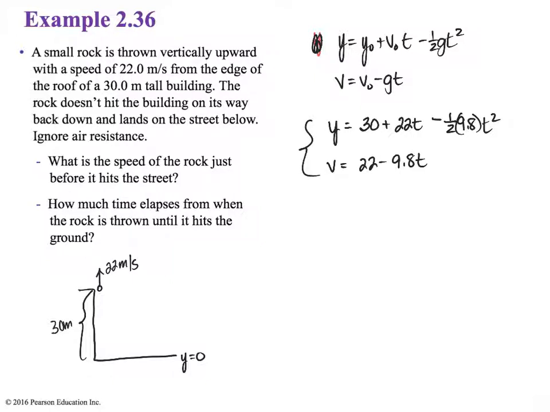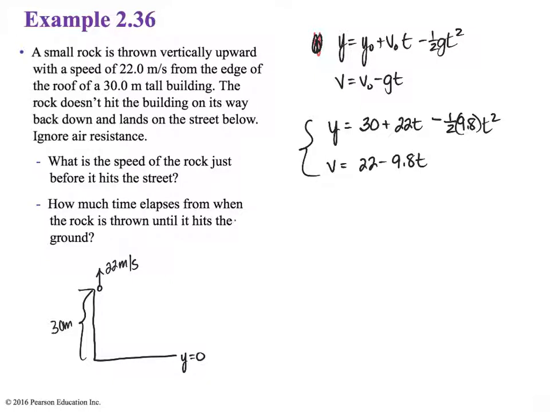And so putting in those initial values of the initial position and the initial velocity allows me to come up with these two expressions for position and velocity that will help us solve this particular problem. And so the two questions that are being asked are, what is the speed of the rock just before it hits the street, and how much time will it take from when the rock is thrown until it hits the ground?